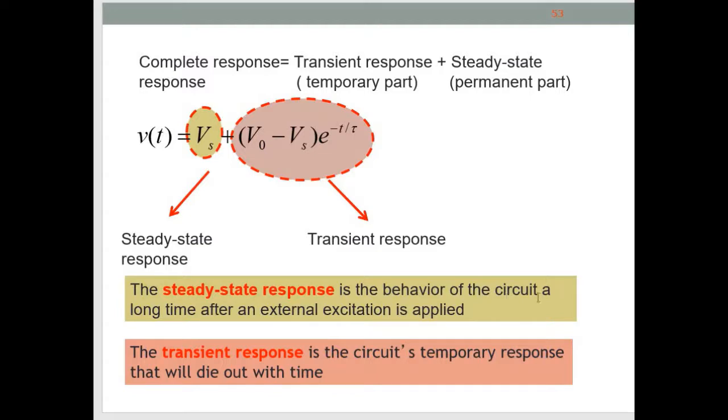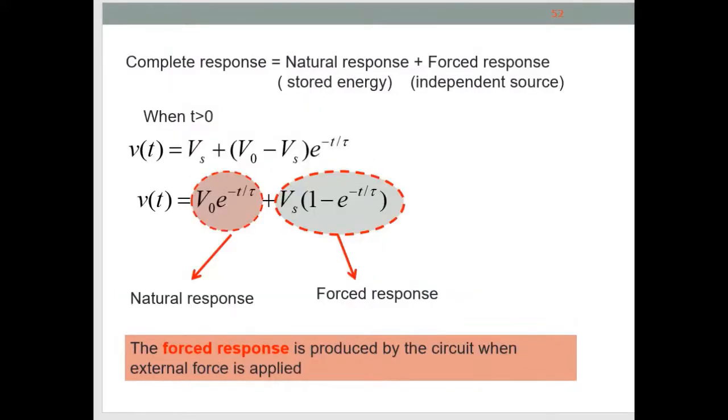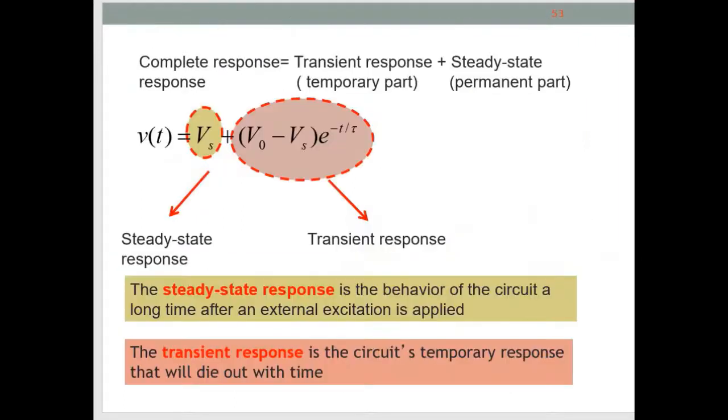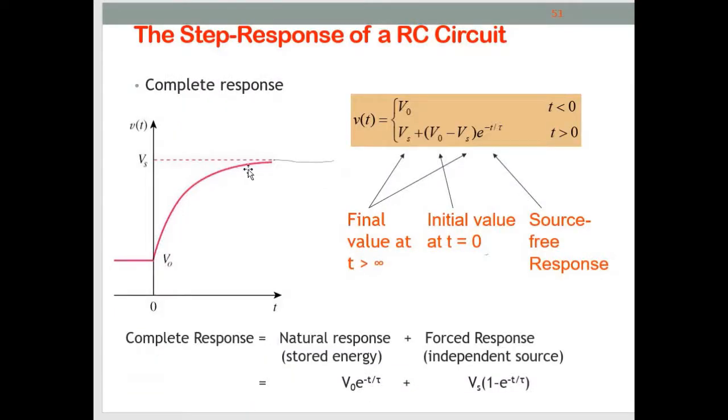Steady state response means the behavior of the circuit a long time after an external excitation is applied, meaning that in this condition the voltage is already saturated. And transient response is the circuit's temporary response that will die out over time. Transient response is referring to this condition, this part, transient.